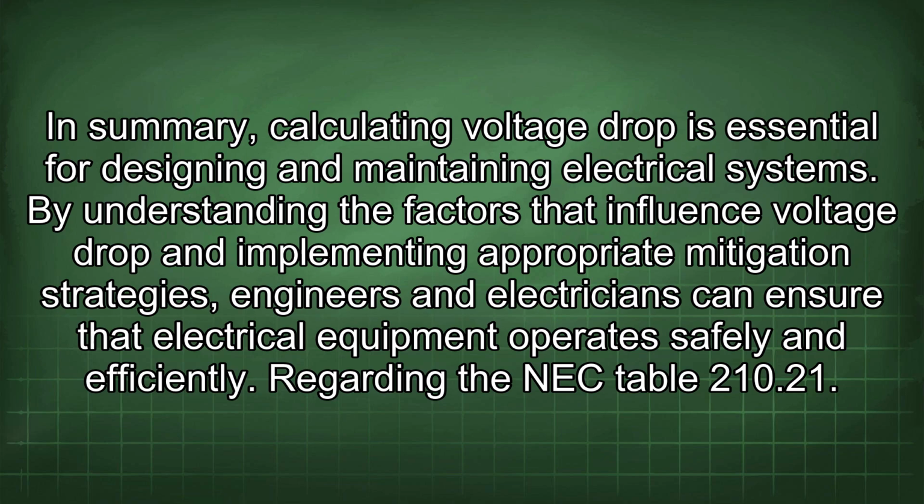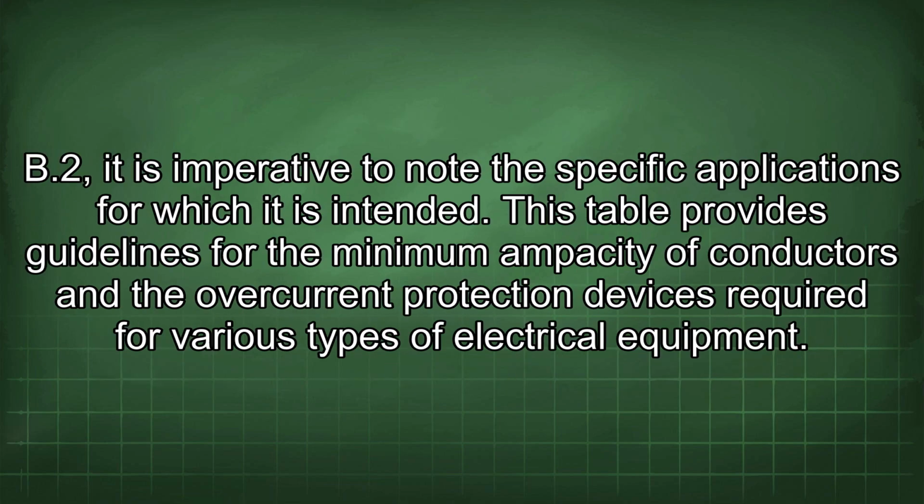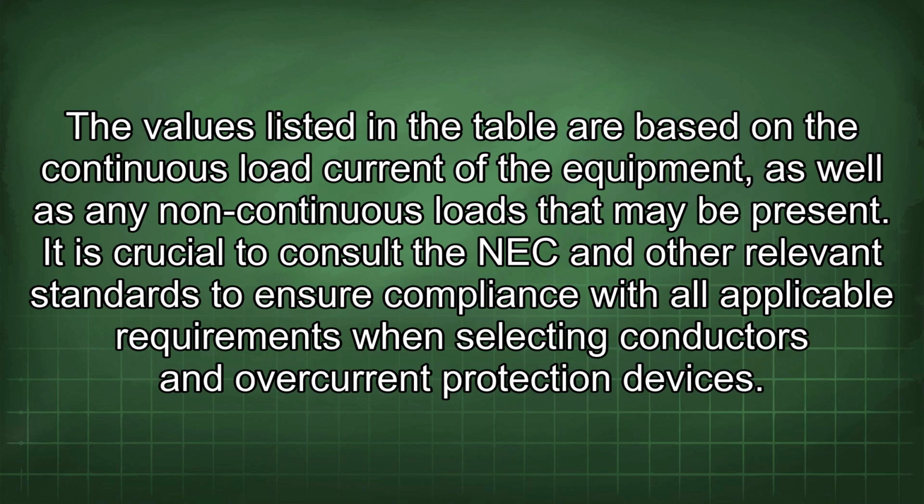Regarding the NEC Table 210.21 (V2), it is imperative to note the specific applications for which it is intended. This table provides guidelines for the minimum ampacity of conductors and the overcurrent protection devices required for various types of electrical equipment. The values listed in the table are based on the continuous load current of the equipment, as well as any non-continuous loads that may be present. It is crucial to consult the NEC and other relevant standards to ensure compliance with all applicable requirements when selecting conductors and overcurrent protection devices.